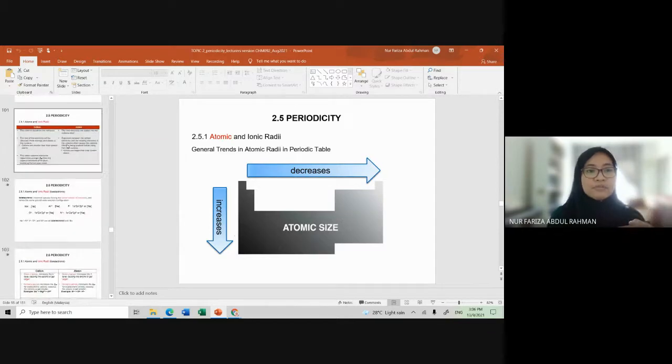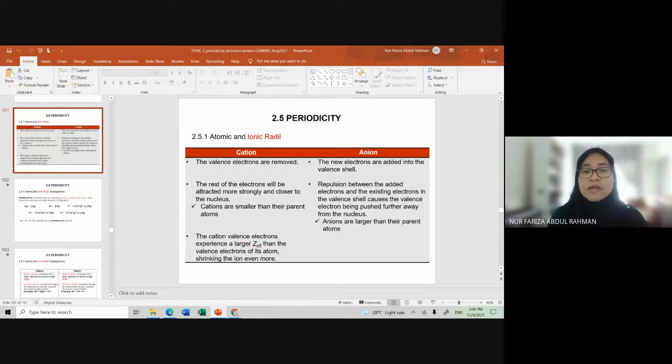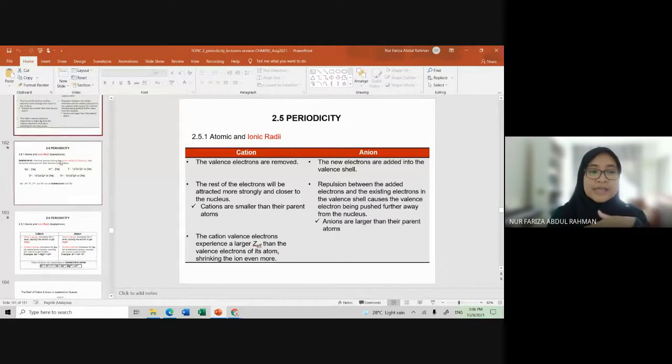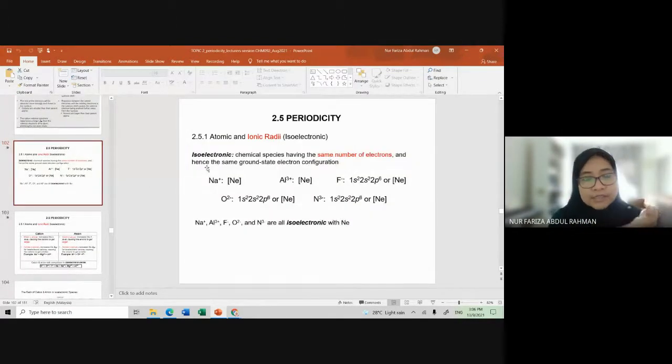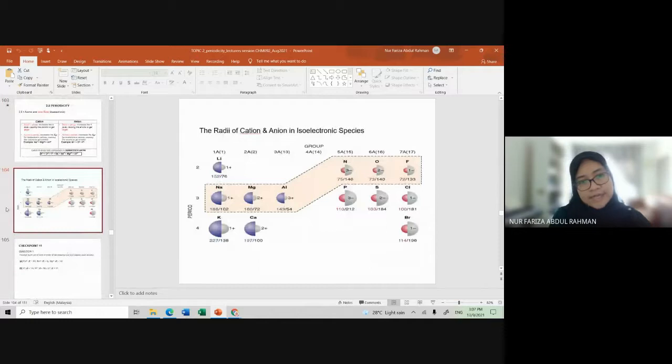You have also been introduced to ions, cations and anions, and to isoelectronic species. Isoelectronic means chemical species having the same number of electrons, but in terms of size they are not the same. We have to identify which one is the largest and which one is the smallest, and rearrange them in terms of their size. We have learned that in our previous lecture.